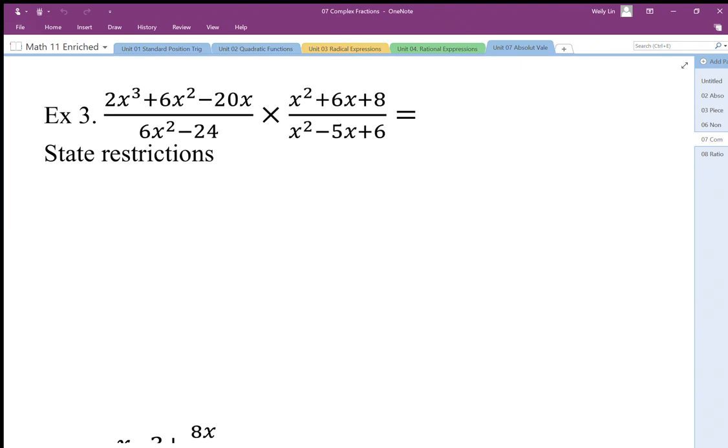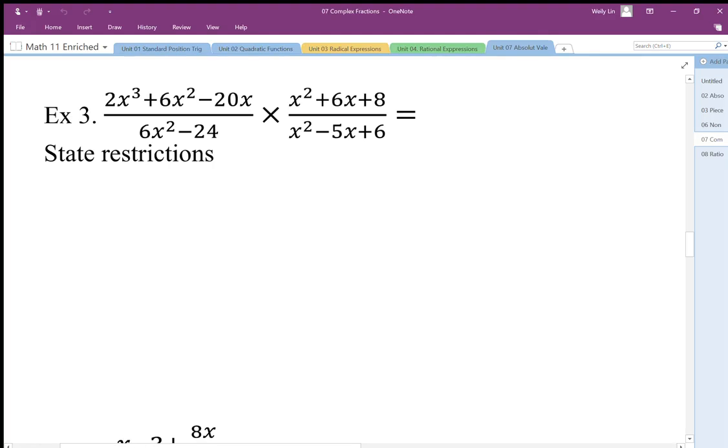When we're multiplying and dividing, we still need to find factors so that we can state restrictions and also find our times and divide factors, which we can cancel out. So the first thing we're going to do is factor. And when we factor, we always look for greatest common factors first.